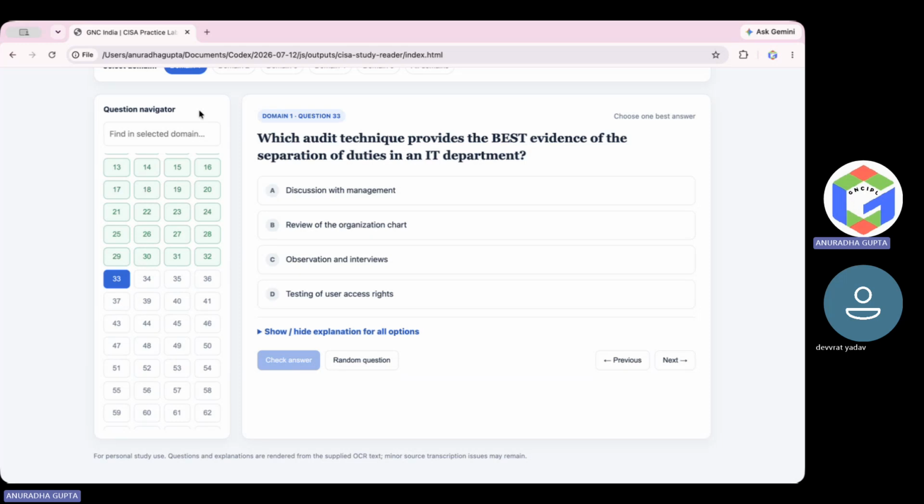So, discussion with the management. If you discuss with the management, then obviously you will get some insight, but that is not efficient at all levels. Review of the organization chart is also not a very high information level you will get. With respect to the SOD, it is not relevant data. Observation and interview, and test of user access rights. Test of user access rights.